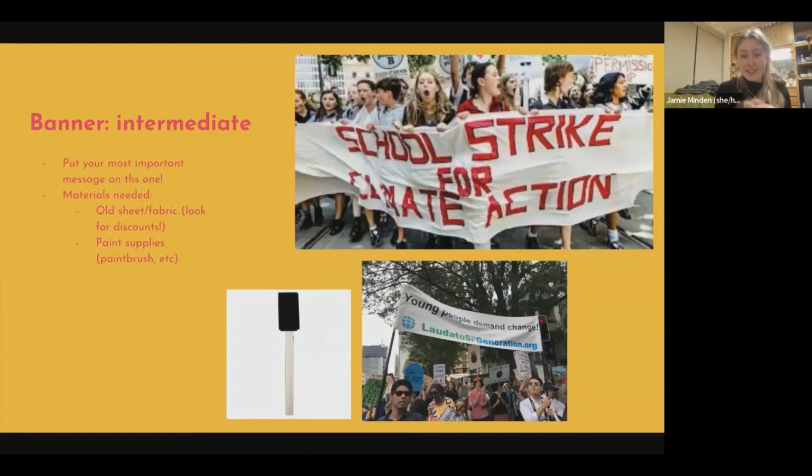Next, more of an intermediate skill level is banner making. The key thing is to put your most important message on your big banner, because if people are viewing your strike from social media, from a photo, from a news article or story, the big banner is what they're going to see. So you want the message of your strike on this banner. For example, if you're marching for general climate justice or a specific local thing, you really want to make sure that is the main message being put out there.